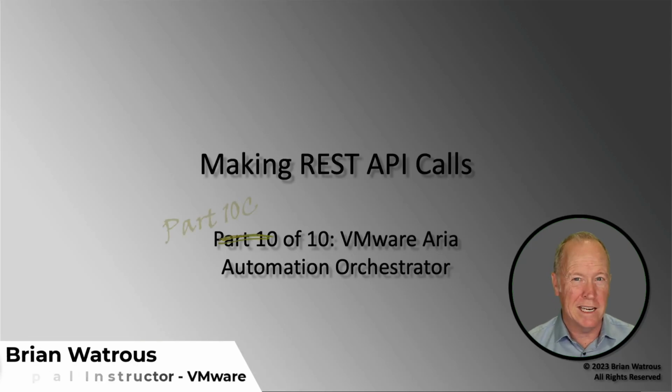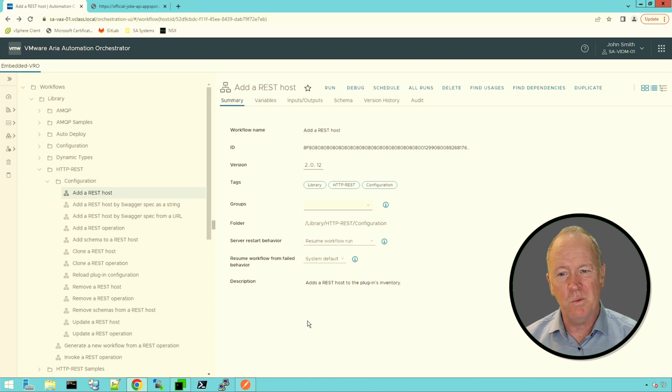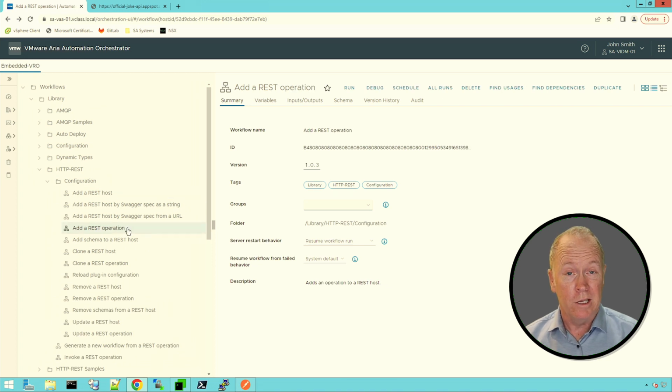This is part 10 in a 10-part video series in which we're exploring how to make REST API calls. Here in part 10, we're going to be looking specifically at Orchestrator. In the previous two videos, we saw how to add a REST host and how to add a REST operation. Those are the first two steps that we need to perform. Now comes the moment when we're going to invoke the REST operation.